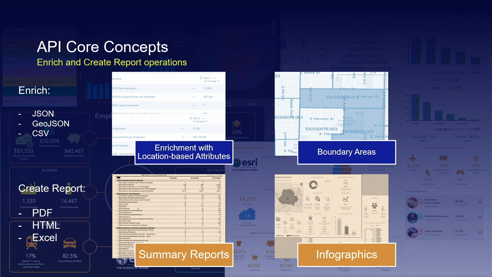Talking about the API, we're going to cover a couple of the core operations available within the GeoEnrichment service, one being the enrich operation and the other being the create report operation. The enrich operation is what I showed in the map viewer. You have an area and you want to find some facts for that area. We send a request to the server saying this is our area and these are the facts that we want for this area, and the server will send a response.